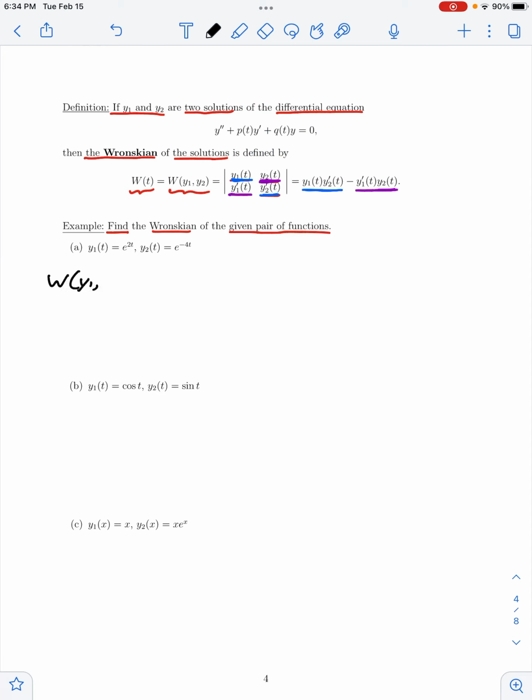W, which would depend on y1 and y2, which are functions of t. And to find this Wronskian, we're taking the determinant of the 2 by 2 matrix, where our first row would be the functions y1, which is e to the 2t, and y2, which is e to the negative 4t. And our second row would be the derivatives of these functions. So here our derivatives would be 2e to the 2t and negative 4e to the negative 4t.